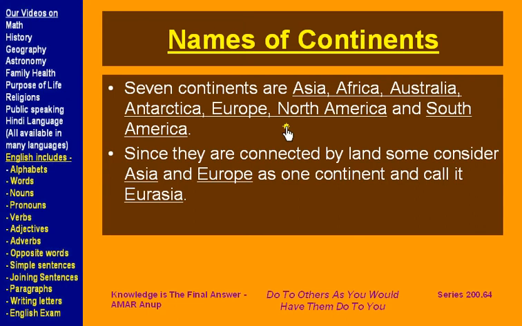Next example: since they are connected by land, some consider Asia and Europe as 1 continent and call it Eurasia. So you see, A in Asia, E in Europe and A in Eurasia are all capitalized. So the names of the continents are capitalized.